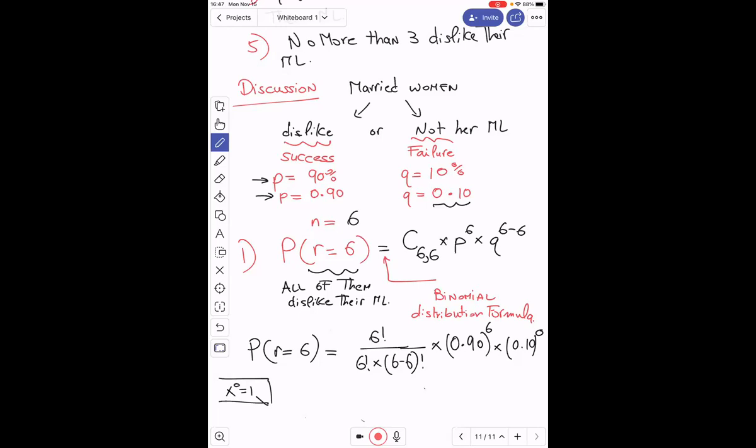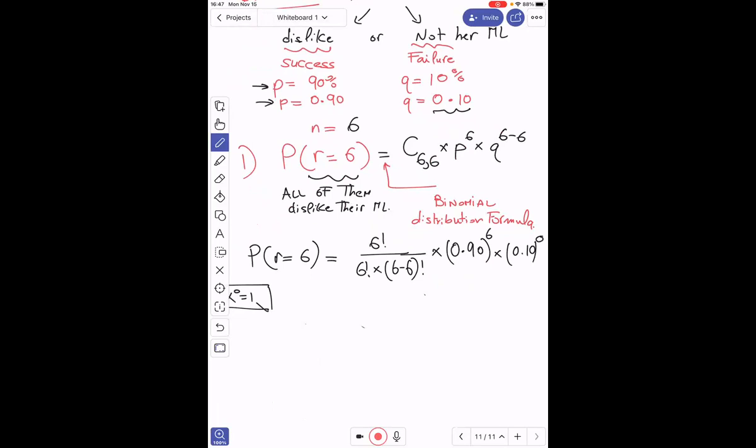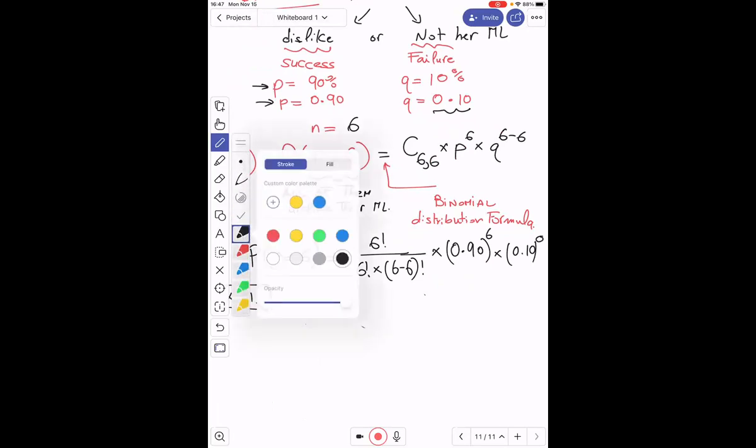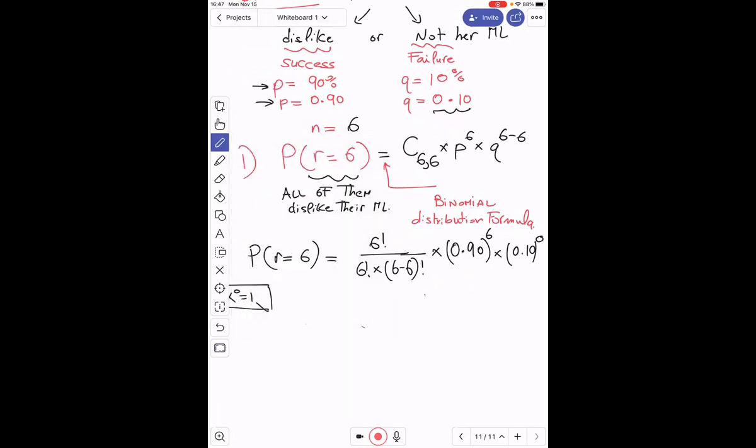So we can use a calculator to compute this. Let me just explain here. The first way to compute this, well, you can use a calculator.